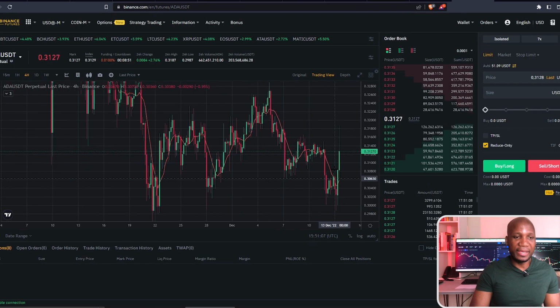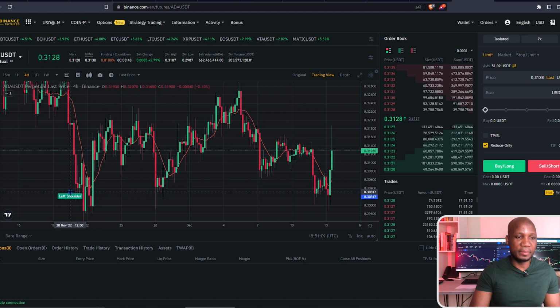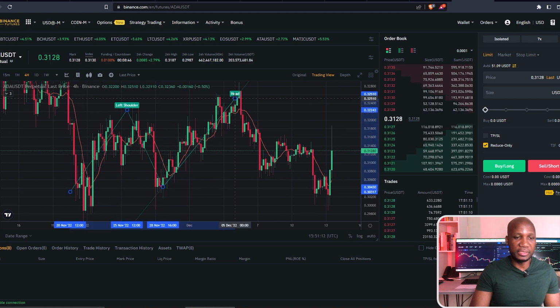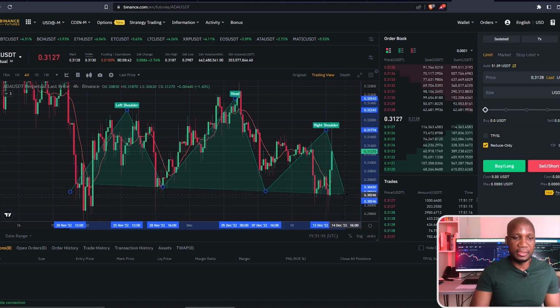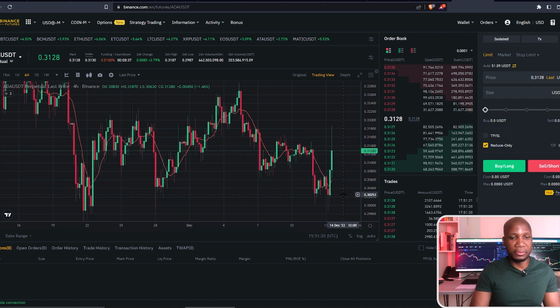All right, so I'm going to go ahead and place a trade. I don't know if you can see it, but there's a potential head and shoulders that is actually forming here. If we look at that, there is a potential head and shoulders. That's why I think going short right now will be a good idea.